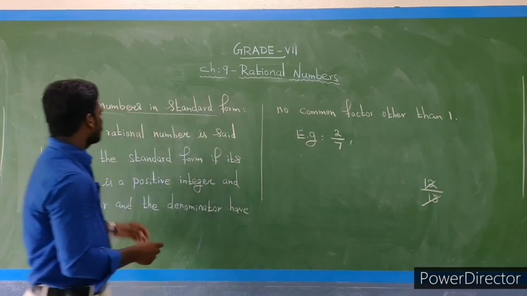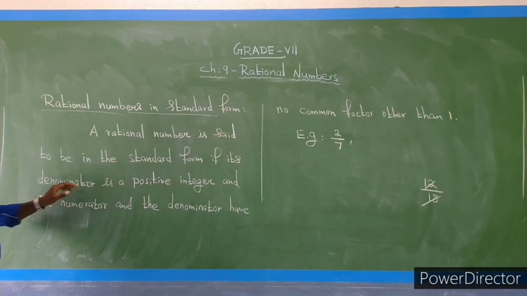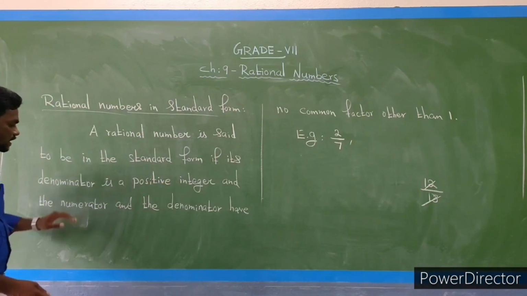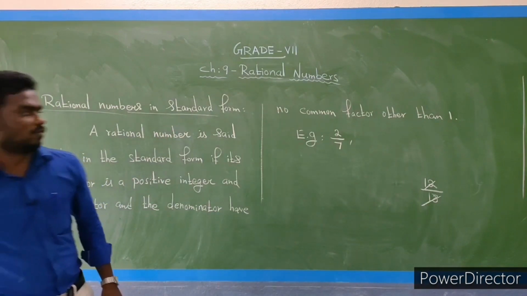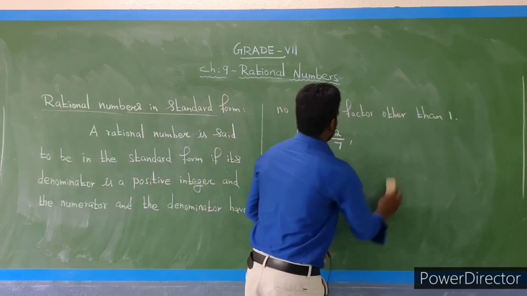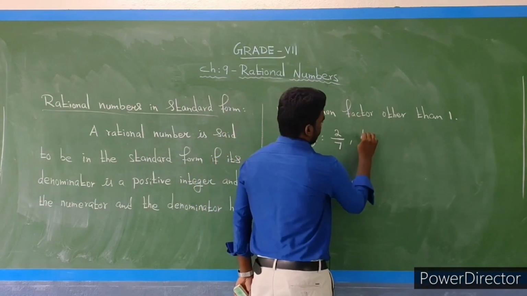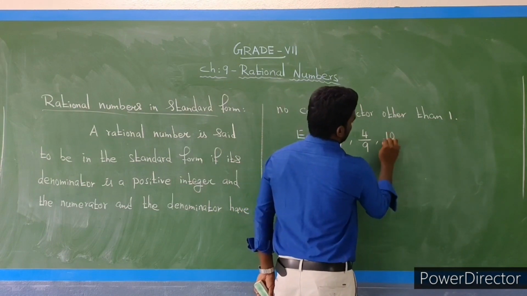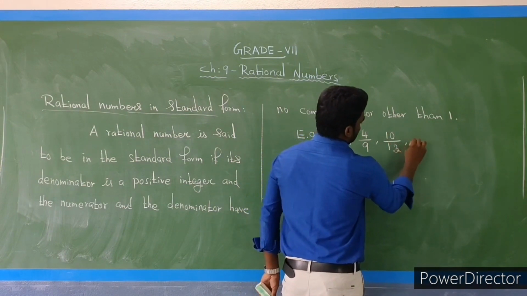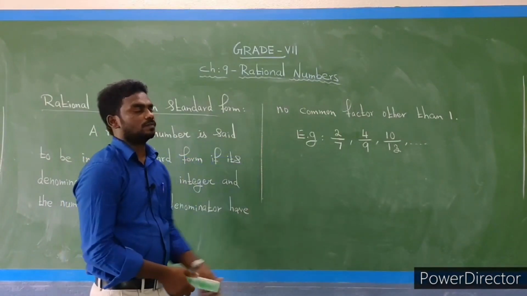So what is standard form? A rational number is said to be in the standard form if its denominator is a positive integer and the numerator and denominator have no common factor other than 1. So for example, 2 by 7 is in the standard form. Next, 4 by 9, then 10 by 13. These are examples of rational numbers in the standard form.